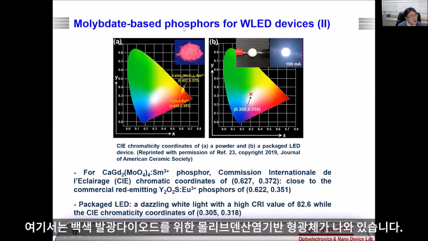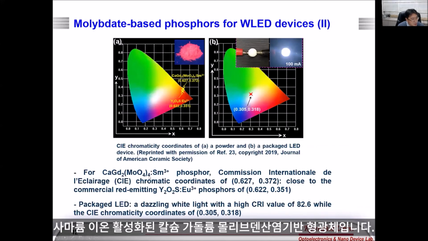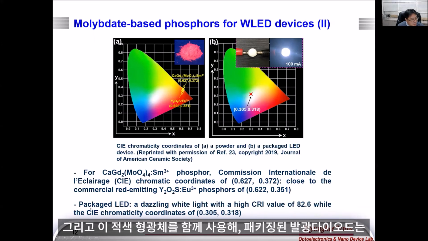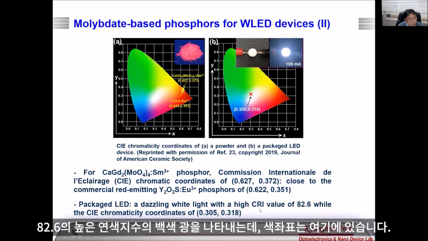This one shows the molybdate-based phosphor for the white LED device. The calcium gadolinium molybdate phosphor, the CIE chromatic coordinate is here. It is close to the commercial red-emitting phosphor. Using this red component, the packaged LED provides dazzling white light with a high CRI value of 82.6. Also, the CIE chromatic coordinate is this one, in the white region.